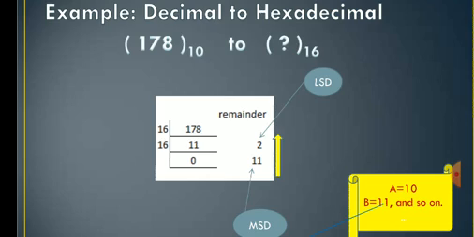176, so the remainder is 2, and then again you divide that 11 by 16, 0 times, remainder is 11. So the hexa number will be, as you know already, according to hexa numbers, for 10 it is A, for 11 it is B. So here we are getting remainder 11. So instead of writing 11, we will be writing B. So the answer will be B2. The hexa equivalent of 178 will be B2.